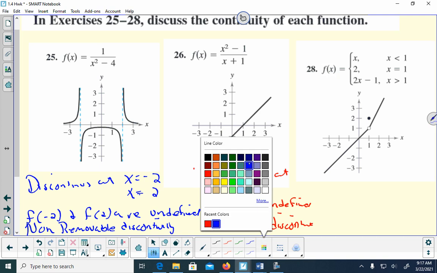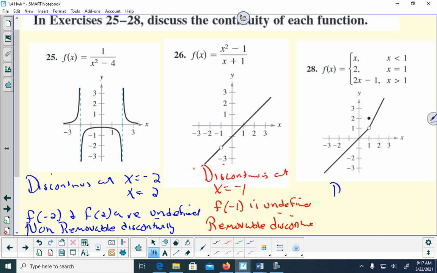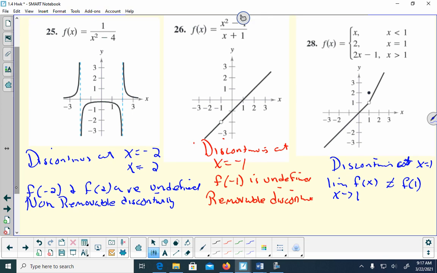Number 28, I'm going to say the function is discontinuous at x is equal to 1. The reason is because the limit of f of x as x approaches 1 does not equal f of 1. That makes sense to me. I hope that makes sense to you. And it is a removable discontinuity.